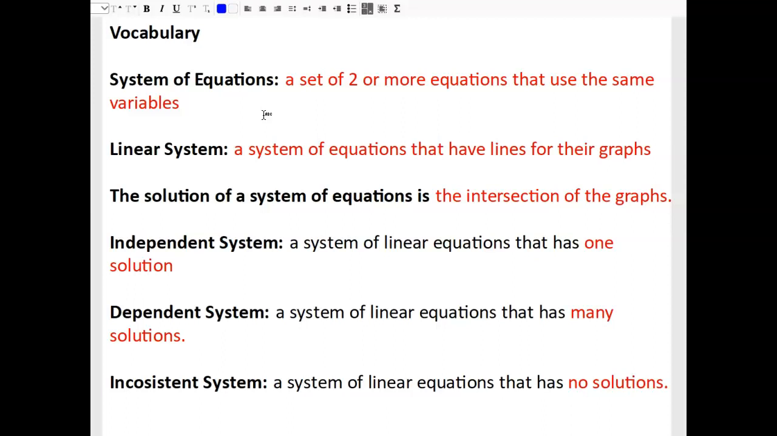So we're going to start with linear systems, but then we're also going to advance into mixed systems. The solution of a system of equations is the intersection of their graphs. And an independent system, or a system of linear equations, has one solution. An independent system is an intersecting set of lines.